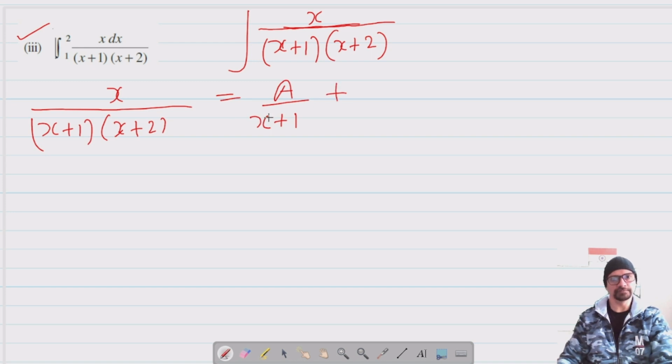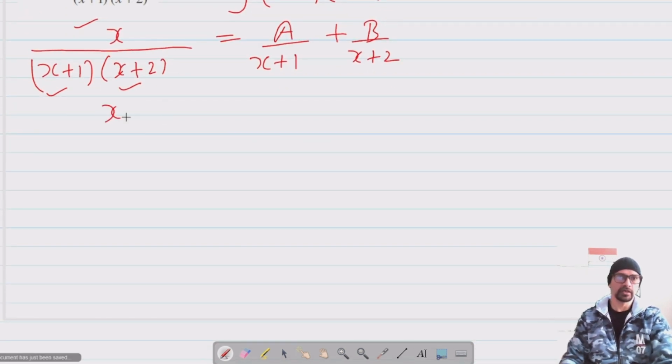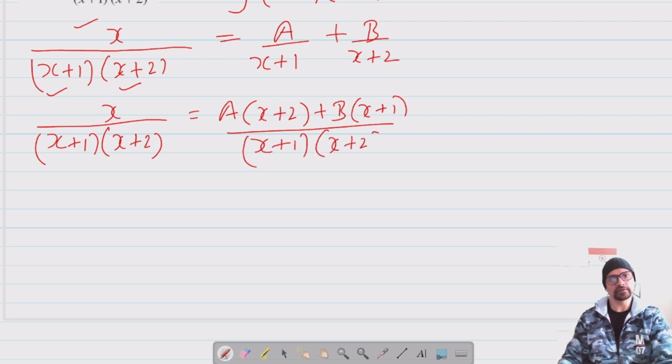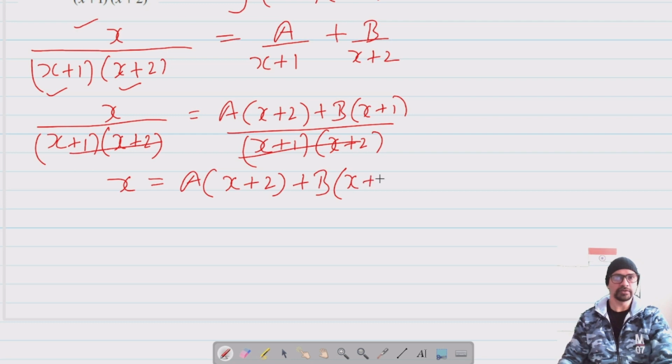So it is of the form linear expression upon the product of linear expressions. So it can be written as the simplest partial fraction, that is a upon x plus 1 plus b upon x plus 2. And we have to find the values of a and b. So a upon x plus 1 plus b upon x plus 2 is a into (x plus 2) plus b into (x plus 1) upon (x plus 1) into (x plus 2), which gives us x is equal to a into (x plus 2) plus b into (x plus 1).